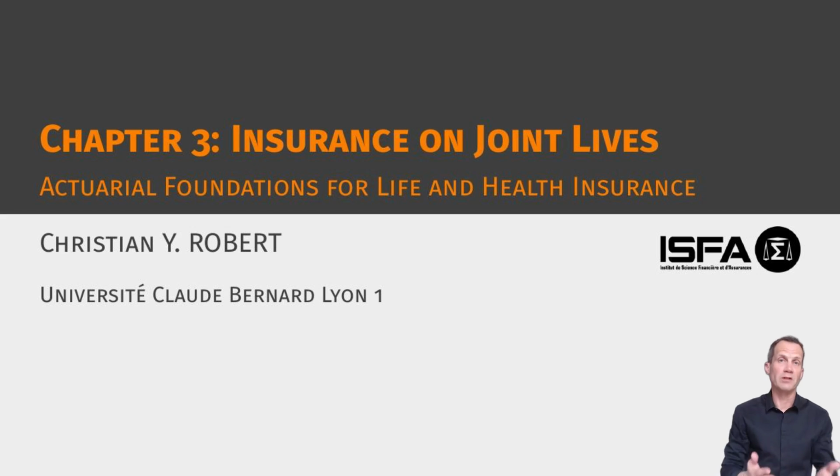This presentation is devoted to Chapter 3 of the book Actuarial Foundations for Life and Health Insurance, entitled Insurance on Joint Lives. The objective is to move from the classical actuarial treatment of a single insured life to contracts written on two lives. The chapter uses the example of a married couple with a husband and a wife, because this is the natural setting for many practical products: survivor annuities, reversionary pensions, last survivor annuities, and borrower insurance.